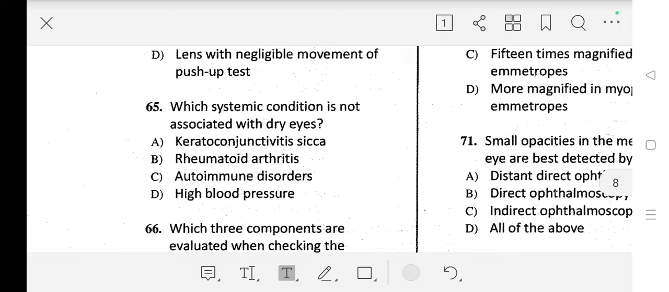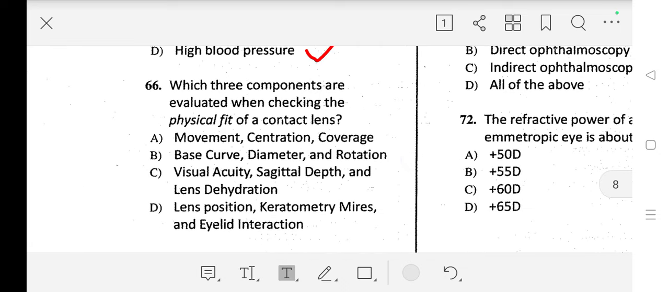Question 65 is, which systemic condition is not associated with dry eye? Keratoconjunctivitis, rheumatoid arthritis, autoimmune disorder, high blood pressure. Its right answer is D part, high blood pressure. Question number 66 is, which three components are evaluated when checking the physical fit of a contact lens? Movement, centration and coverage; base curve, diameter and rotation; visual acuity, sagittal depth and lens dehydration; lens position, keratometry mires or eyelid interaction. Friends, its right answer is A part, movement, centration and coverage.